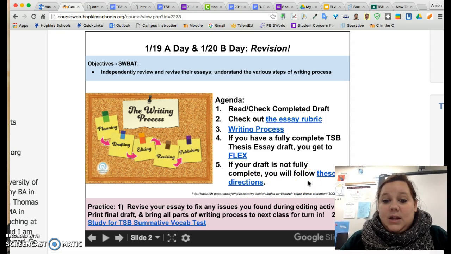So once again, if you are flexing, here are the directions which you will follow. And if you are staying in class to complete your draft, here are the directions which you will follow. They're step by step for you, and they're all written out there. So you're going to be spending most of your day working hard to get this turned in. As a reminder, you do need to get your final draft printed. So work hard today, and good luck.